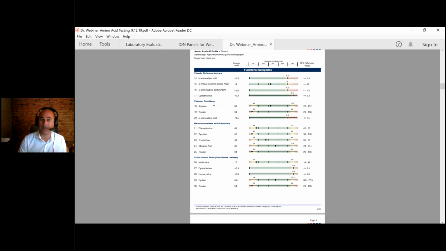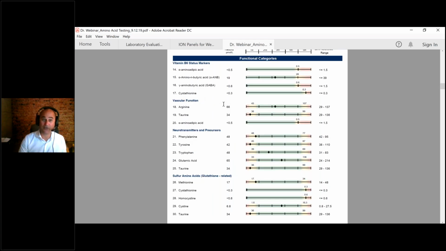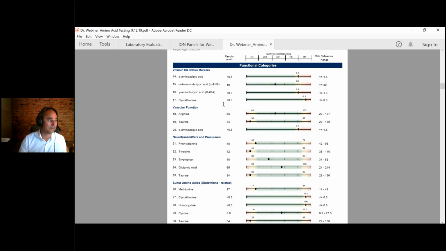This is all from blood. This is all blood work. You can also test amino acids in urine, but this is all from blood.